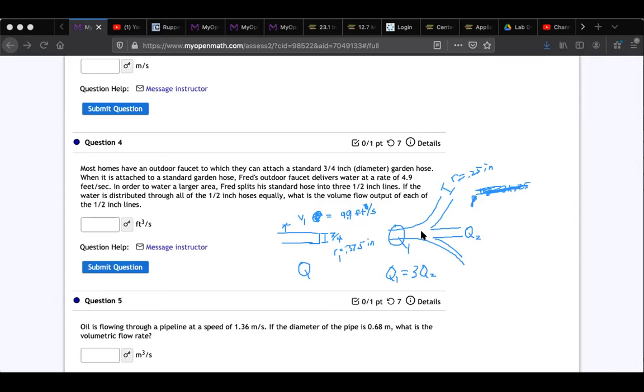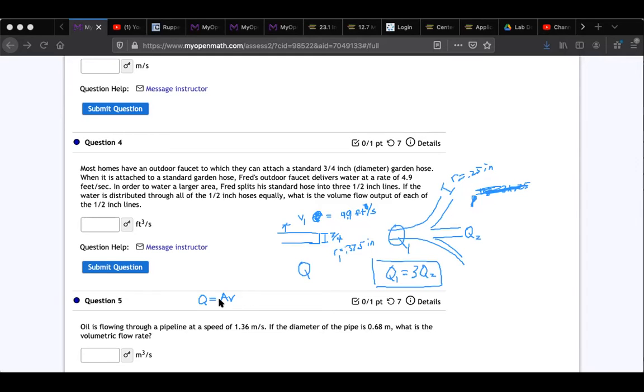Because this flow has to split into 3 parts equally for these two. And that becomes our continuity equation for this situation. Well, we know 2 things about flow. We know that flow is equal to the cross-sectional area of the hose times the velocity of the hose. And I guess that's really all we need to know.